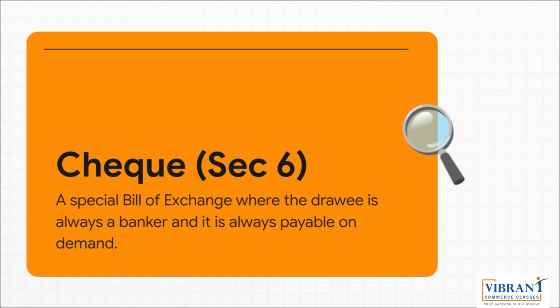It has 2 special rules. 1, the drawee, the one ordered to pay, is always a bank. And 2, it's always payable on demand, which just means whenever you present it. So remember, all checks are bills of exchange, but not all bills of exchange are checks.